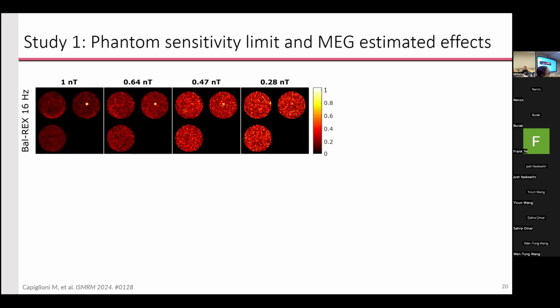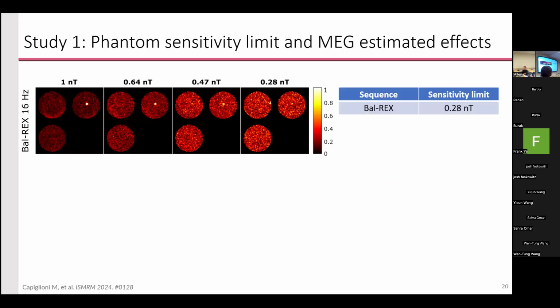So we went back to the phantom and we measured as a function of the amplitude of the field, which is what I think is the biggest problem. And we can see how the effect diminishes if we make the field smaller and smaller. After 0.28 nanoteslas, maybe we can see the loop, but statistically that's not significant anymore. So the sensitivity limit for this protocol, which is very short, only 3 minutes, would be 0.28 nanotesla.